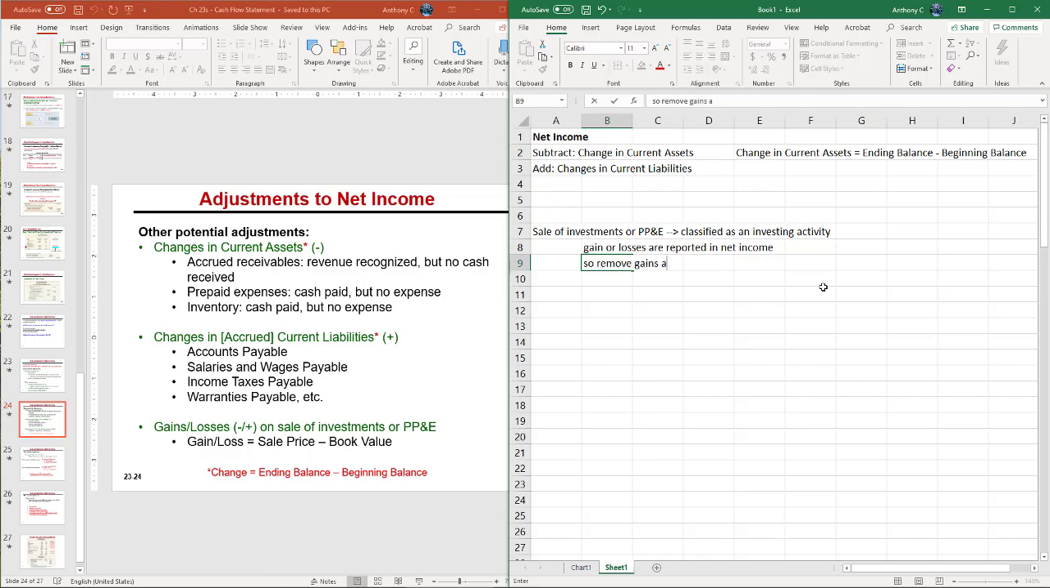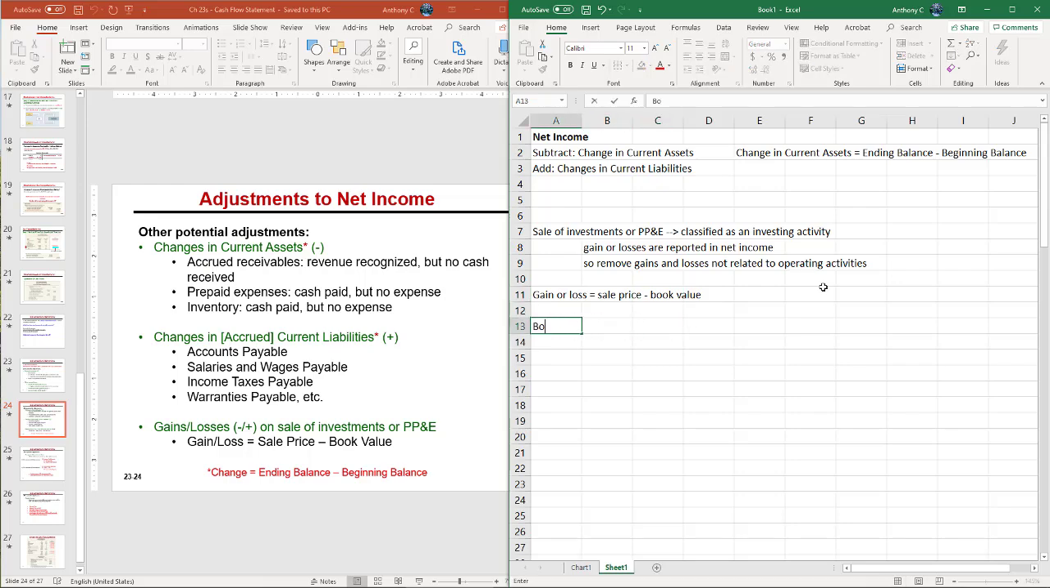All right, so we need to remove gains and losses not related to operating activities. Just so we have a refresher of how we calculate gains or losses on investments or PP&E, the gain or loss is the amount by which the sale price is greater than the book value. So if we sell, say, a building for $100,000 and the book value is, say, $90,000, we have a gain of $10,000.